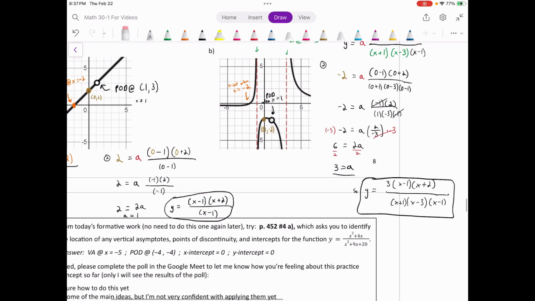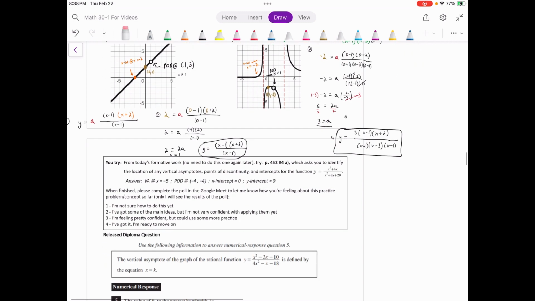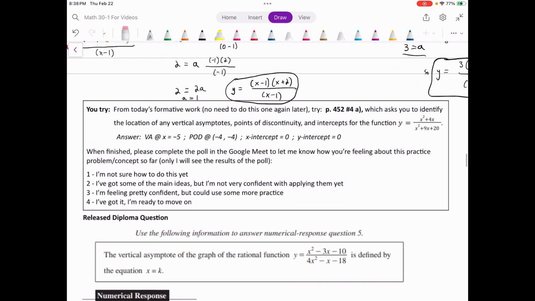All right. So, summarizing, what did we do? We used the x-intercepts to tell us what factor or factors must appear in the numerator and only the numerator. We used the vertical asymptote to tell us what factor or factors must appear in the denominator only. And then we used any points of discontinuity to tell us what factors appear in both the numerator and the denominator and would therefore get canceled out when simplifying. And then all that's left to do, you're going to have most of the equation after doing that. You've just got to find a by plugging in any xy point.